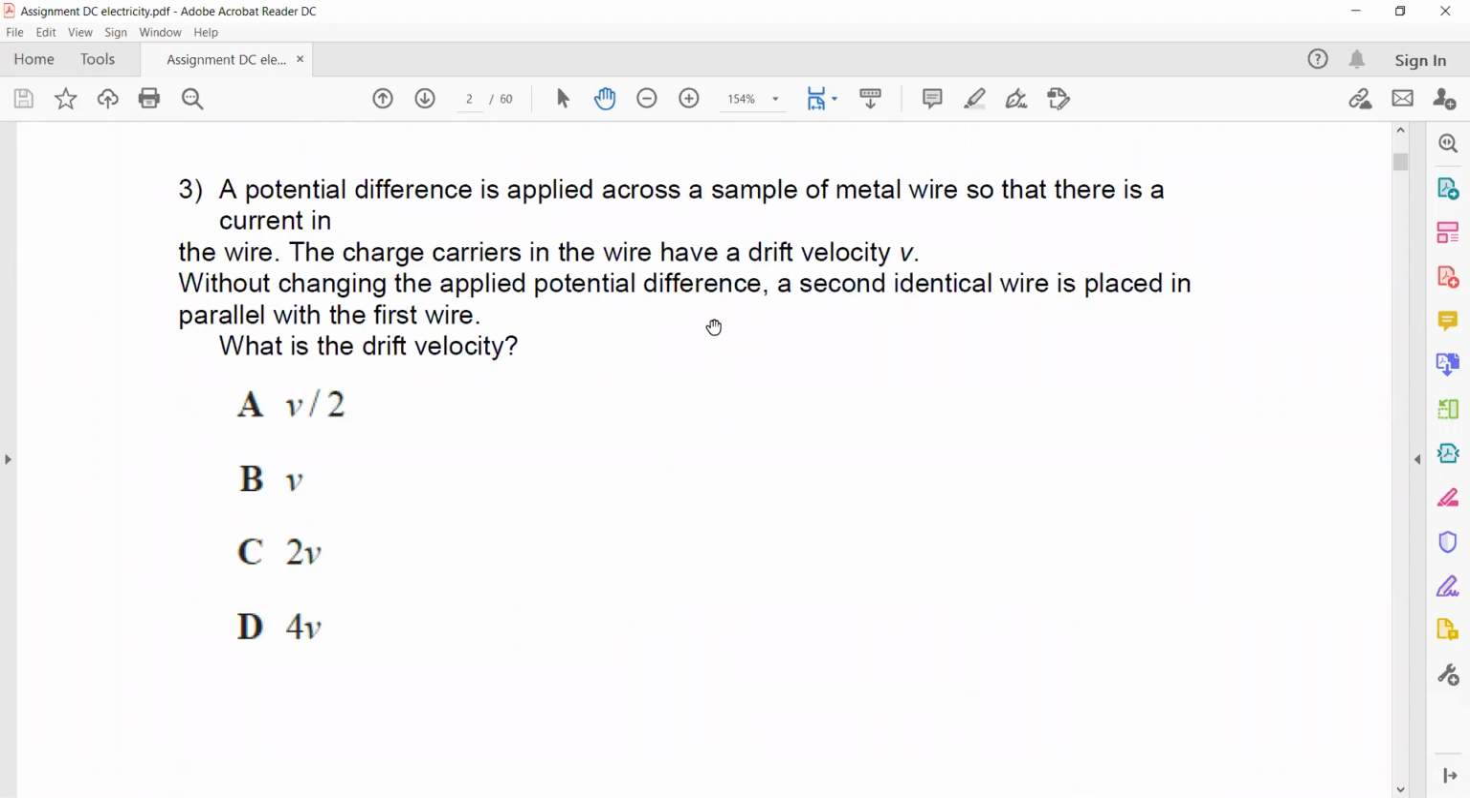Question 3. A potential difference is applied across a sample of a metal wire. So there is a current. The charge carriers in the wire have the drift velocity v. Without changing the applied potential, a second identical wire is placed in parallel to the first wire. What is the drift velocity now?